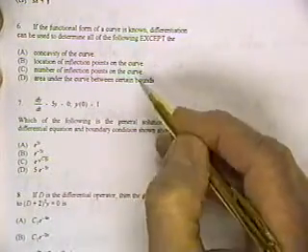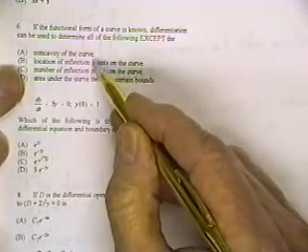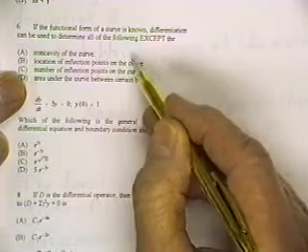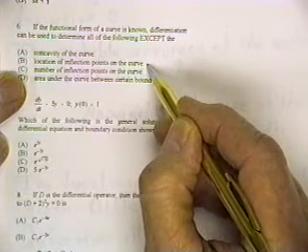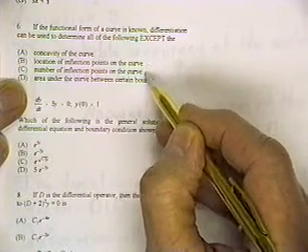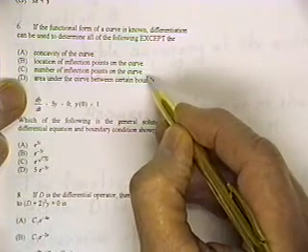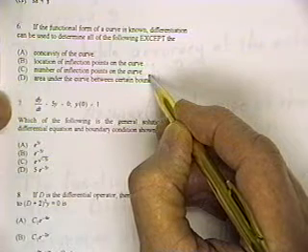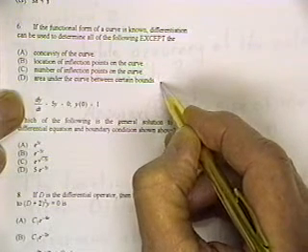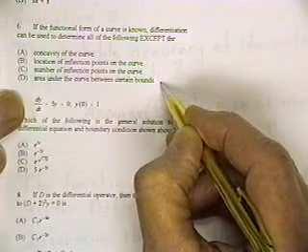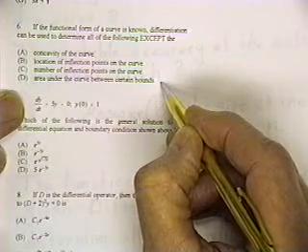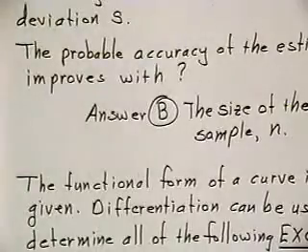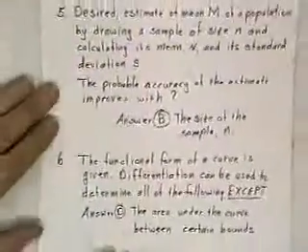Notice that the concavity of the curve, yes, you can determine that by differentiation. The location of inflection points, well, of course, I can determine that by differentiation. The number of inflection points on the curve, I use differentiation to get that. But there's no way in the world I can determine the area under a curve between certain bounds by differentiating. That, of course, is a property of integration. So sometimes the answers are pretty obvious.